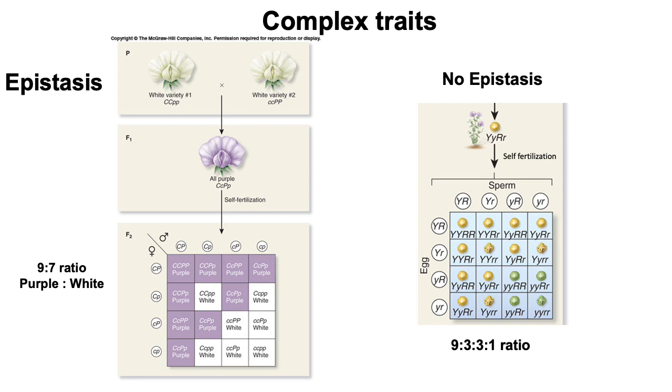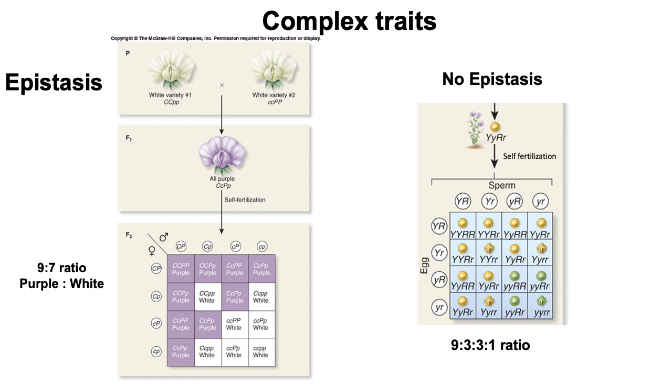Okay, so now I want to switch gears a little bit and talk about what we call complex traits. To this point, we have been focusing primarily on what we would call simple inheritance, where single genes control single traits. Let's focus first on the panel there on the right where it says no epistasis. You've seen this before, when we were talking about dihybrid crosses.